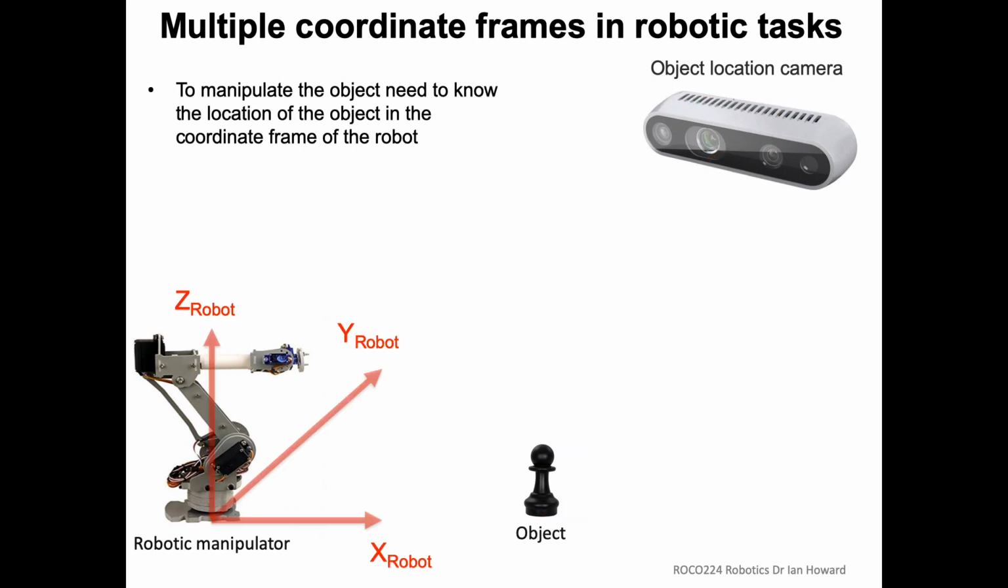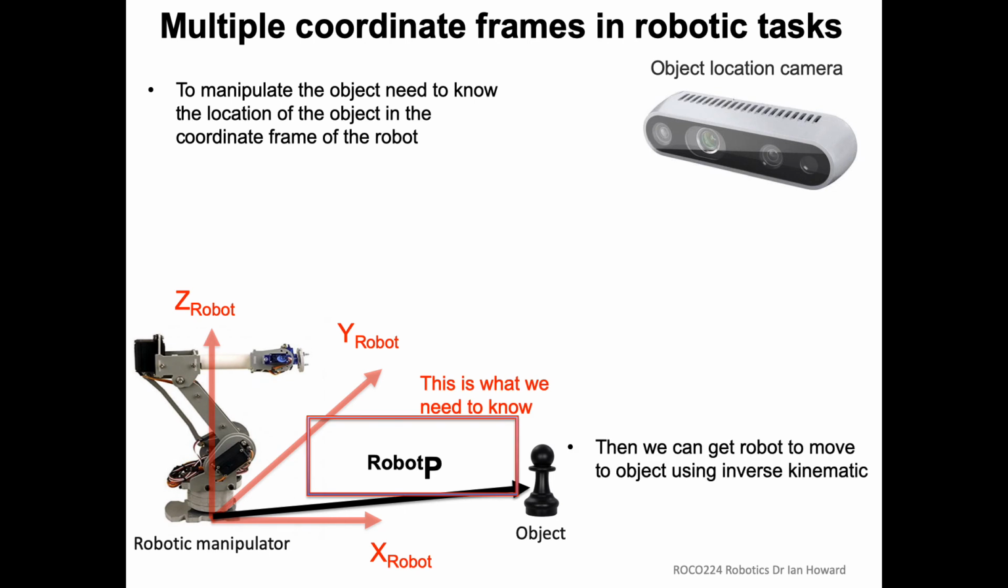So in order to manipulate this object, we need to know where the object is in the frame of the robot. That's what we need to know. If we know that, we can use inverse kinematics to set the joint angles in the robot to get to the object.